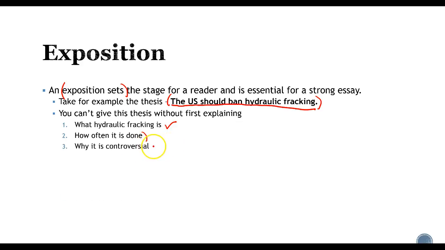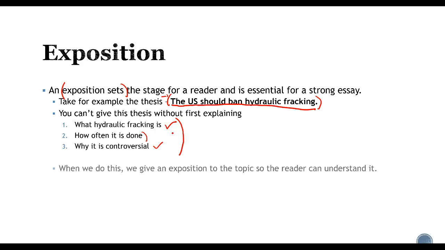Okay, so we need to tell you why it's controversial. This is a pretty controversial issue because when we're putting water with heavy metal into the ground, now we're basically putting waste into the ground. So there's environmental pollution issues along with other things that happen. So now we get a sense this is a very controversial practice. There are obviously some benefits and obviously some cons. So we're ready to hear the thesis, the U.S. should ban hydraulic fracking. So that's what you want to do in your exposition, is basically you tell the reader everything he or she needs to know so that they can understand it.